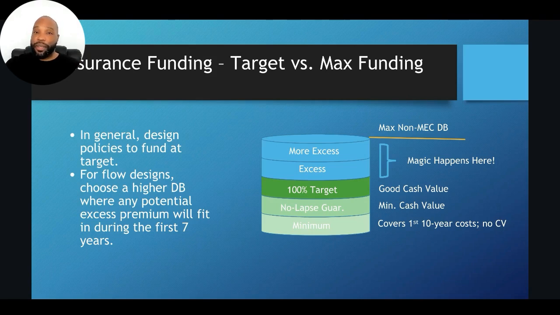Now, there are going to be some instances where you would want to treat a life insurance policy as an investment. We won't talk about that today, but just know there are specific scenarios when you would want to go over the maximum premium that the IRS allows for a policy. But today we're just going to talk about staying within that range of being in the minimum and the maximum.